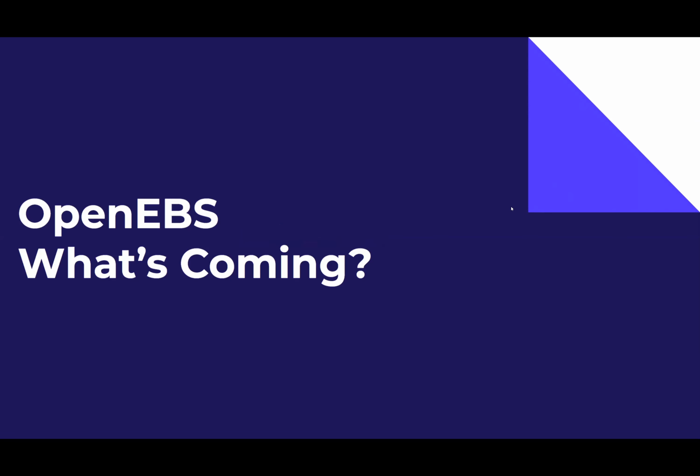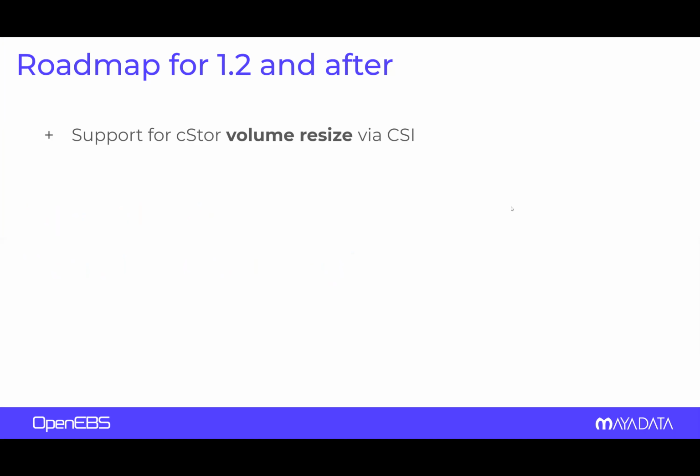All right, so what's coming for you? What's coming in the next release of OpenEBS, Murat? Thank you, Uma. It was a really great representation of snapshots and clones and data abstraction. So what is cooking for 1.2 and after? We are working on, I think it's in the master branch if you want to test, but will be introduced with 1.2, support for cStor volume resize, as well as cStor pool expansions by adding disks.